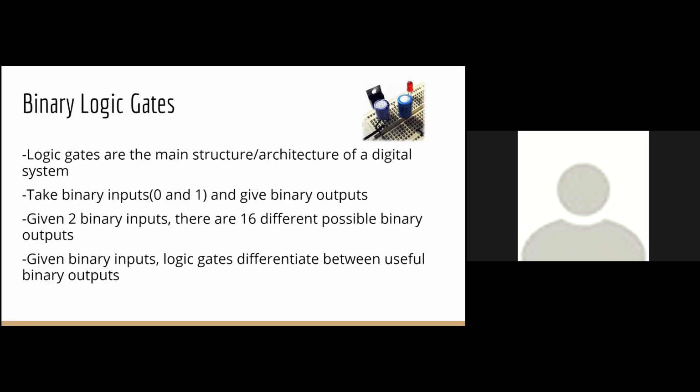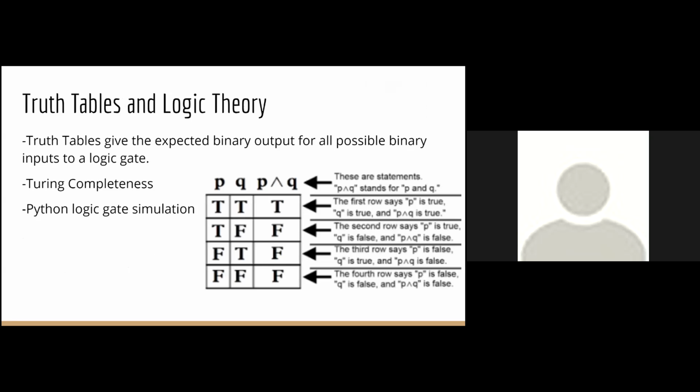There are 16 different possible binary outputs given just 2 binary inputs. Some of them are useless, like you put in any number and you're always going to get out 0. That's not a very useful logic gate, but it exists. So we're going to talk more about the useful logic gates. Before that, we'd like to get into truth tables and logic theory.